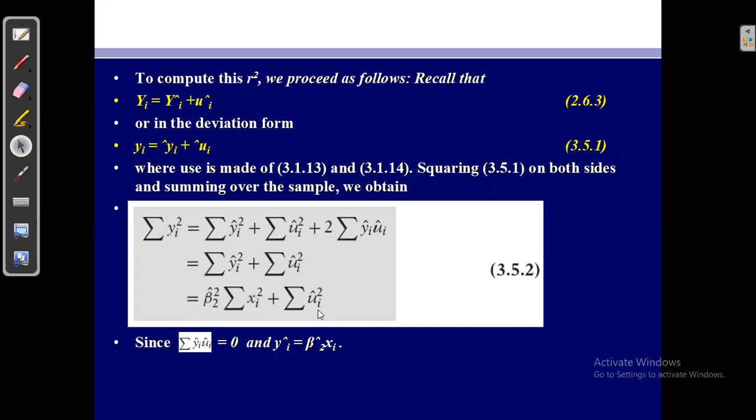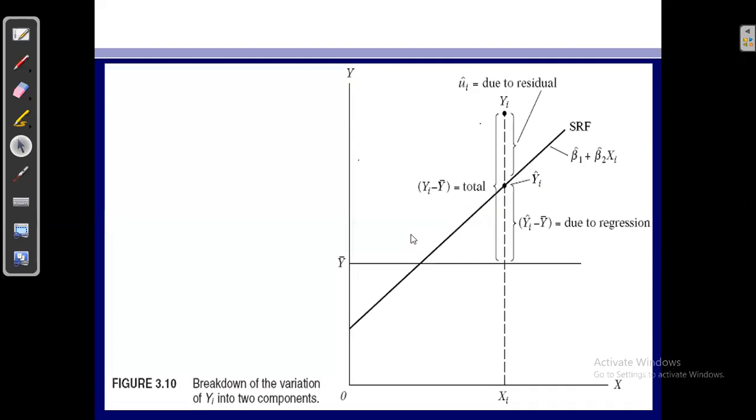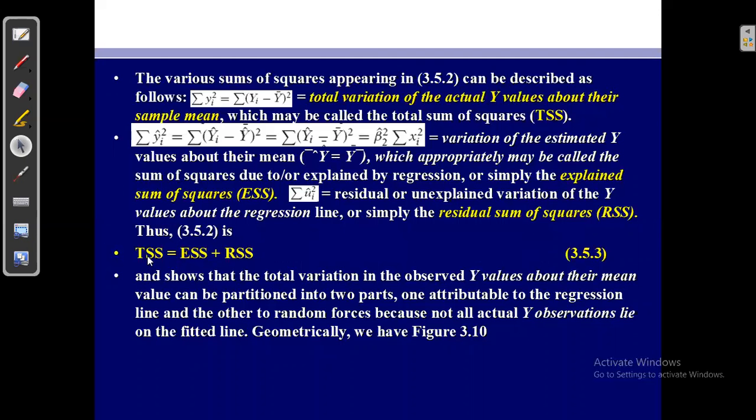If you look at the second part, summation ui hat square, this is what we call the residual sum of square that we have used in the OLS method. The first part is what we call the explained sum of square or the regression sum of square. So practically, we have a sum of square identity, which we write like this. TSS, the total variations in the values of the dependent variable y, can be split into two parts. One part is called ESS, explained sum of square, and the other part is the RSS, residual sum of square.